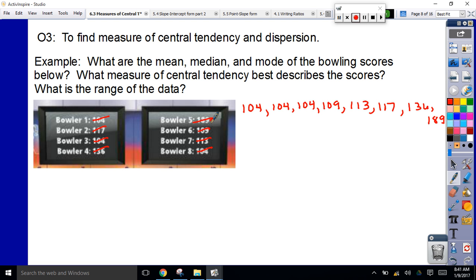Okay, to find the mean, I'm going to add up all of those numbers and then divide by how many there are. So I'm finding the sum of my values, and then I'm dividing by 1, 2, 3, 4, 5, 6, 7, 8. And then I'm dividing by 8 because there are 8 numbers. I did not write down exactly what the sum is, but when you find the sum of these numbers and you divide by 8, you get 122 as your mean.